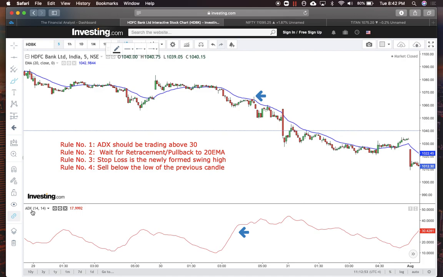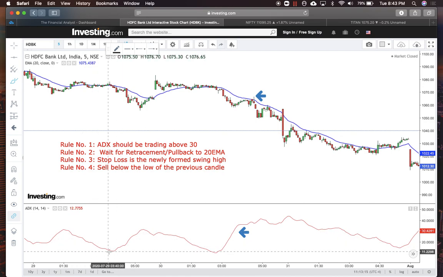ADX is an indicator, it tells you about the strength of the trend in the market, whether the market is trending or whether the market is consolidating. It doesn't tell you about the direction of the trend. It will not tell you whether the trend is up or down, but it will just tell you if you are in a trending market or if you're in a consolidated sideways market.